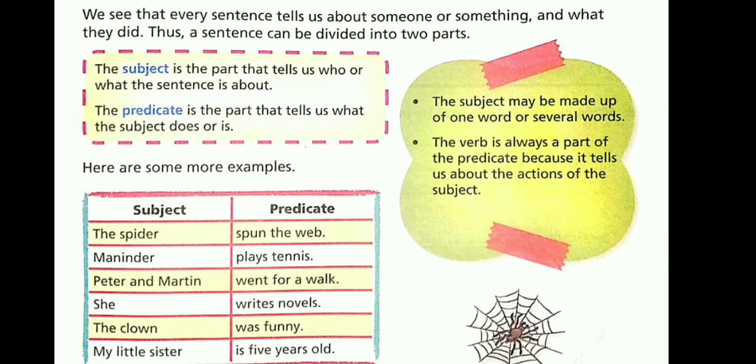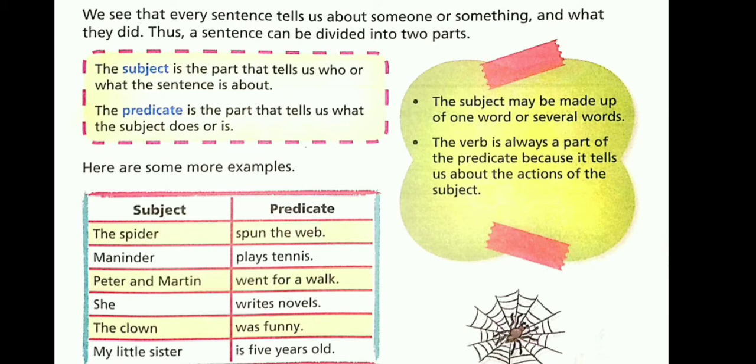Now, let us see some more examples given on page number 7. Subject, the spider. Predicate, spun the web. So, here we are talking about the spider. And what does the spider do? It spins the web. So that is the predicate.